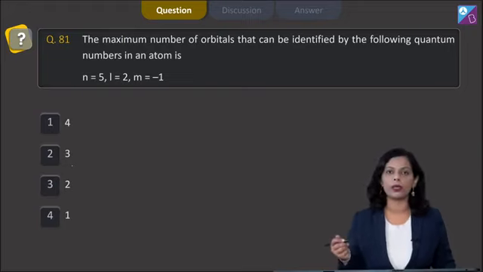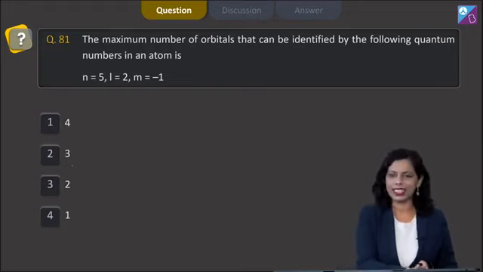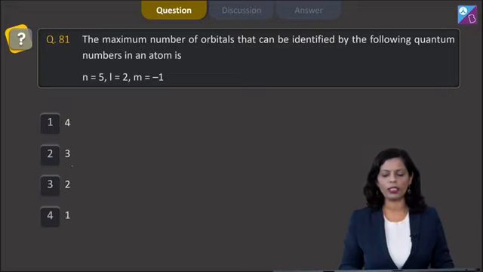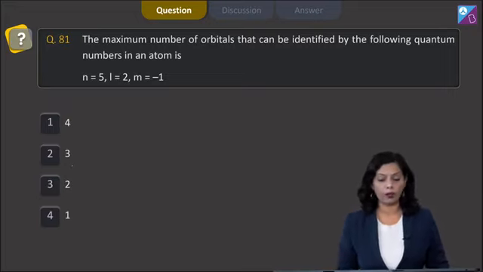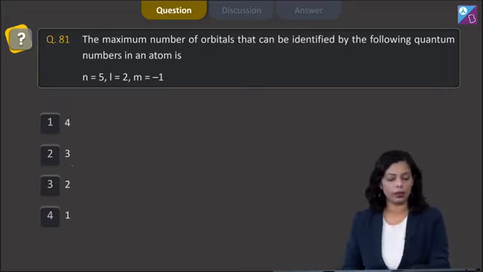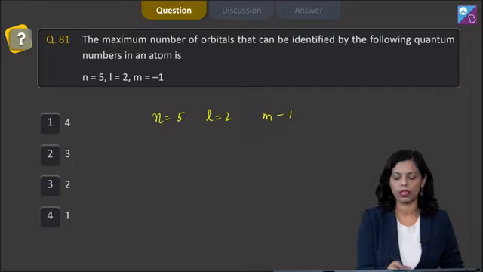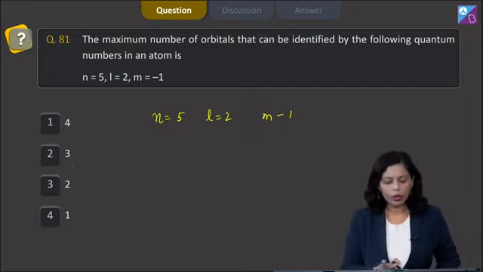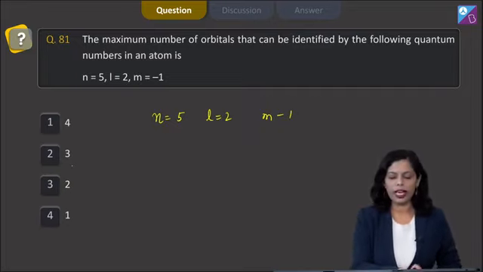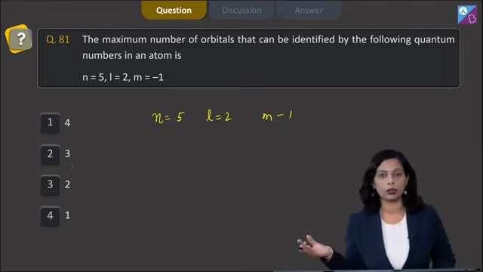Now the turn comes for question number 81. It says: the maximum number of orbitals that can be identified by the following quantum numbers in an atom is. So we have n value which is 5, L value which is 2, M value which is -1. It's given in the question. Now you have to just find out the maximum number of orbitals associated with it.